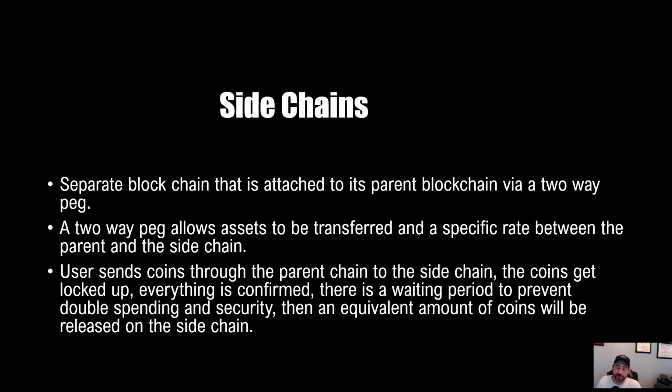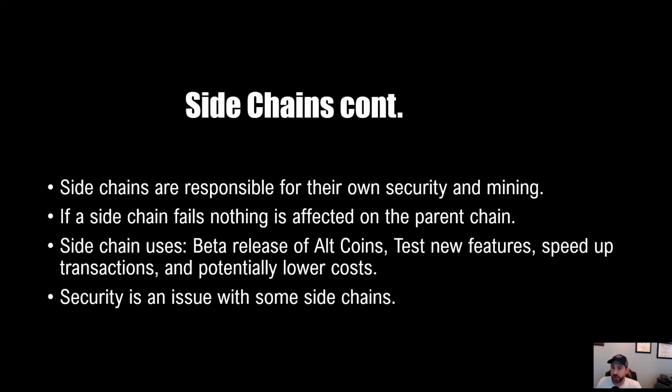Okay. So the way a side chain works is a user is going to send coins through the parent chain, right? And then it's going to go to the side chain and hit the two-way peg. The coins then get locked up. Everything is then confirmed. There's actually a waiting period to prevent double spending and for extra security. And then an equivalent amount of coins will be converted and released on the side chain. And at that point, those coins can be used on the side chain, right?